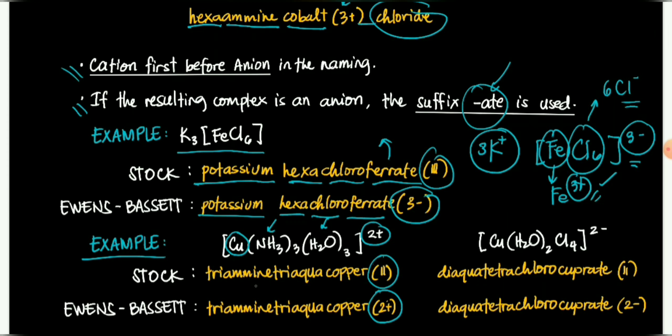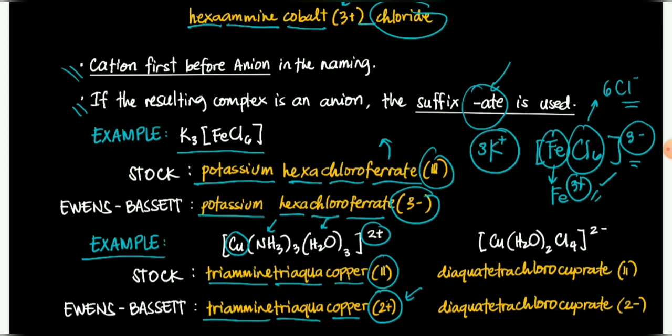Okay? So, the name is triamine, triaqua copper. So, mauuna yung amine kasi alphabetically siya mauuna kaysa sa aqua. Tapos yung aqua, that's the name of your water ligands kapag nakakabit na siya sa isang transition metal complex. Okay? So, aqua yung water, amine yung ating ammonia. So, that's triamine, triaqua copper 2. Okay? So, the Ewens Bassett is the same, triamine, triaqua copper, pero 2 plus na siya because 2 plus yung overall charge ng ating transition metal complex.